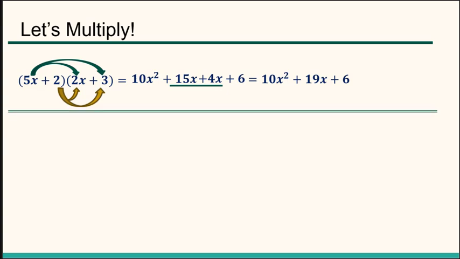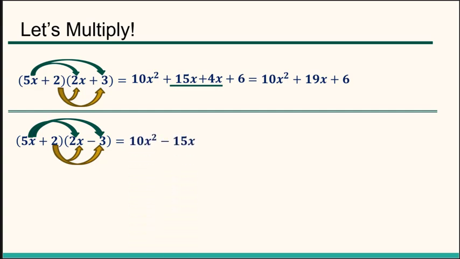All right, let's play again. I've got 5x plus 2 times, oh, we're changing the sign in this next one, 2x minus 3, that whole quantity. You know what to do. Distribute the 5x, distribute the 2. So distributing that 5x, watching our signs, that's going to be 10x squared minus 15x. Now the 2 times the 2x is going to be plus 4x minus 6. Got some like terms. I'm going to add this and I'll get 10x squared minus 9x minus 6.